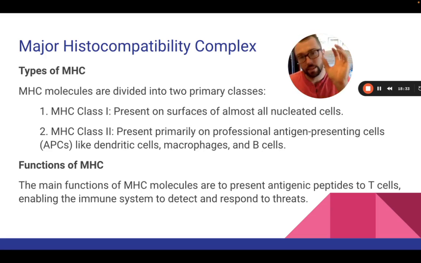And what it does is it latches on to these antigens and brings them to the immune cells that are necessary for initiating an immune reaction. Okay, so you'll see the letters MHC used a lot throughout the rest of the podcast. This is what it's referring to, right? So MHC class 1, MHC class 2, they all play a part in the inflammatory cascade. And you'll see at the bottom, the main functions are to present antigenic peptides to T cells, which are immune cells, enabling the immune system to detect and respond to threats.